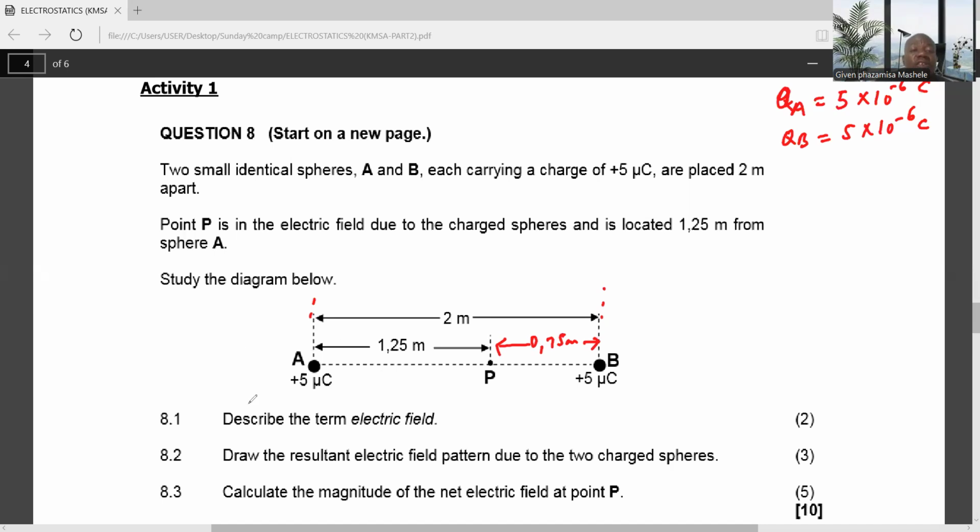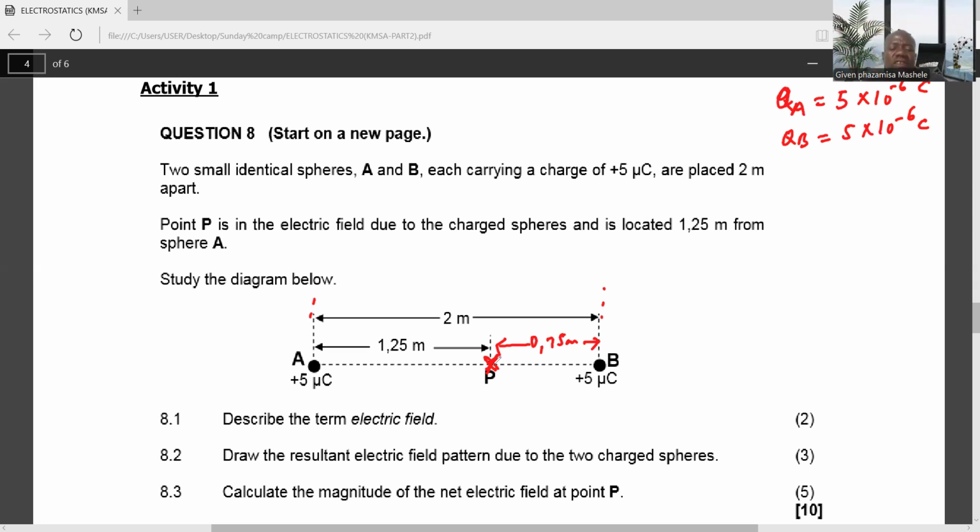Now point P is where we find the electric field due to the charged spheres, located 1.25 from sphere A. This P here has no charge. It's just a point where we're going to have an electric field due to the other charges. It's very important to remember the definitions of an electric field, because when we do the calculation, we're going to use it.